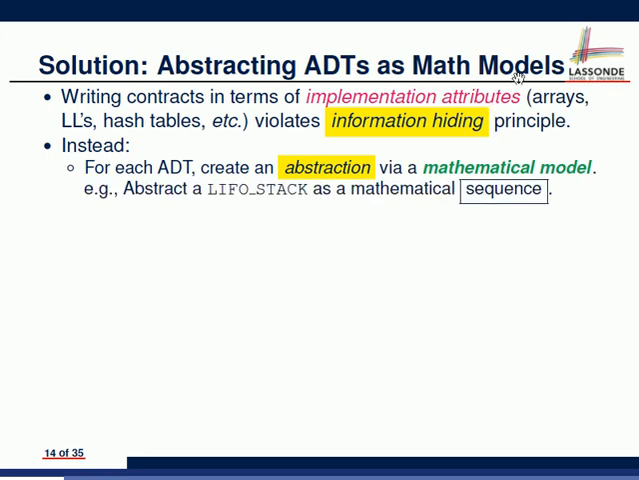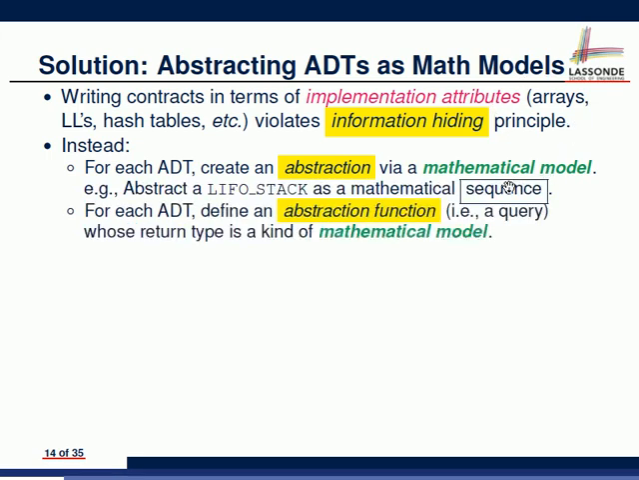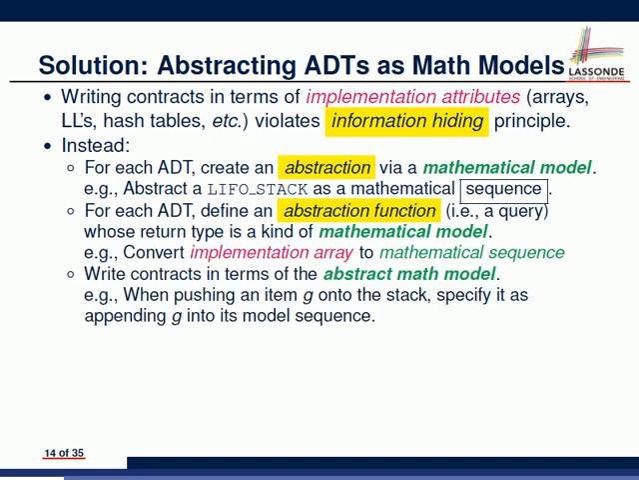Okay, and then in the case of a stack, we just use a sequence. And then we define an abstraction function which will convert from whatever implementation you have into the math model. So when you go from one implementation to another, you only have to change the way you construct the mathematical model. But the type of the mathematical model doesn't change, always a sequence in this case. Okay? So now we write the contracts always in terms of the abstract math model.